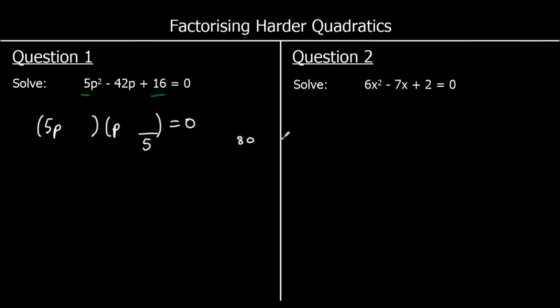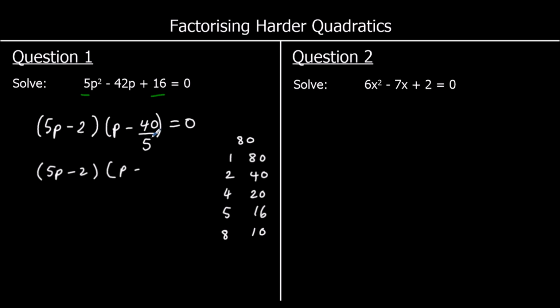Now what multiplies to make 80? We can have 1 and 80, 2 and 40. It's not in the 3 times table. It's 4 and 20, 5 and 16. It's not in the 6 times table or the 7, and it's 8 and 10. Which of those can give me a 42? So it's going to be 2 and 40. It's a negative 42. So it's going to be minus 2 and minus 40. So we've got 5p minus 2, and p minus 40 over 5 is 8.